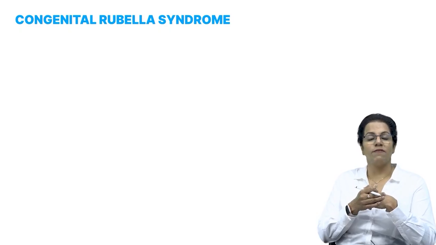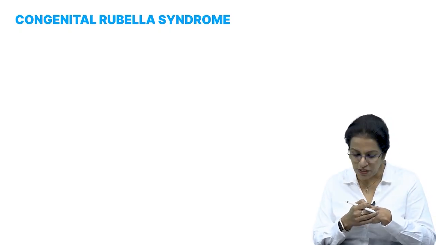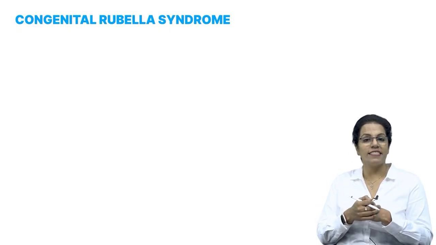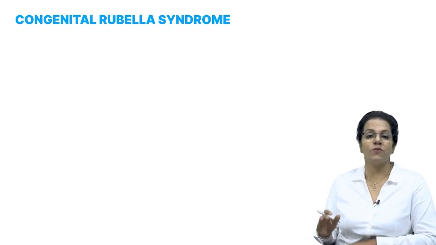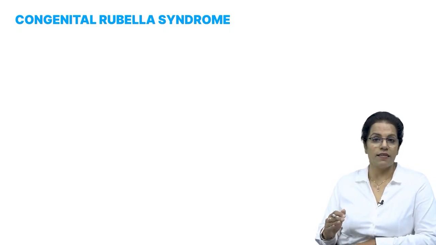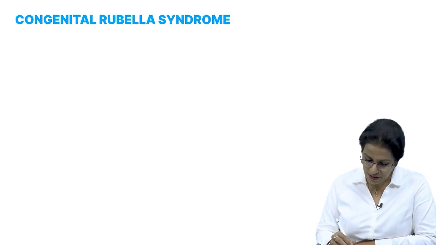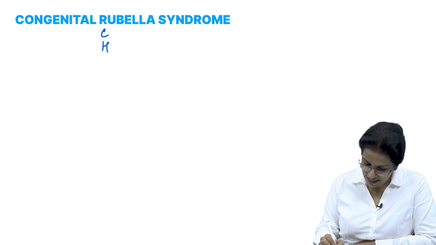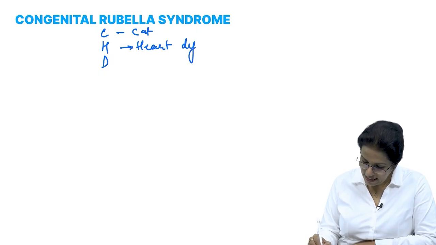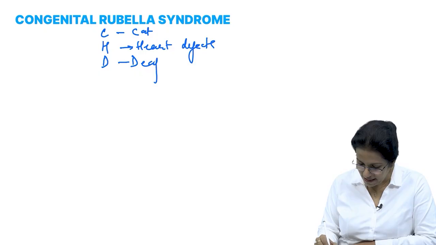Then we talk about, after all these types of congenital cataract and the questions that have been asked, our next important thing is congenital rubella syndrome. So, this is another topic on which a question is asked. When you say congenital rubella syndrome, the first question is, what is the triad? Do we all know the triad? Yes. We can learn the triad as CHD, where C stands for cataract, H is heart defects, and D is deafness. Cataracts, heart defects, deafness. Right?